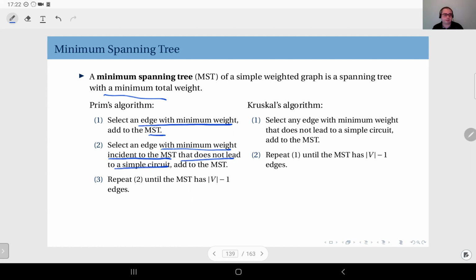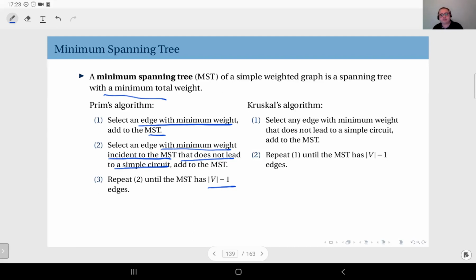So among the edges that are incident to the current minimum spanning tree, find one among the ones that has minimum weight and that does not lead to a simple circuit and add it to the minimum spanning tree. And you repeat this procedure until you have the number of vertices minus one total edges, because that's the number of edges we will see in the minimum spanning tree. Now, this will give you a minimum spanning tree, and this is Prim's algorithm.